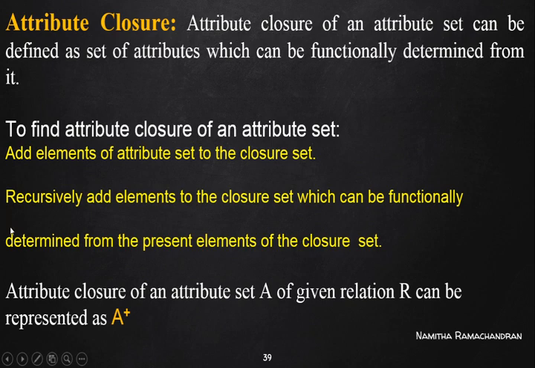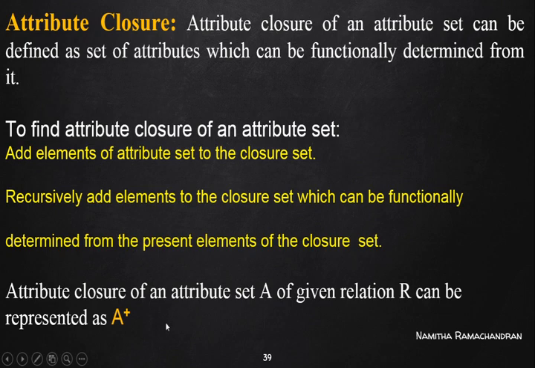The second step: recursively add elements to the closure set which can be functionally determined from the present elements of the closure set. Consider the different elements present in the closure set and recursively add different attributes to that closure set that are functionally derived from the present elements of the closure set.